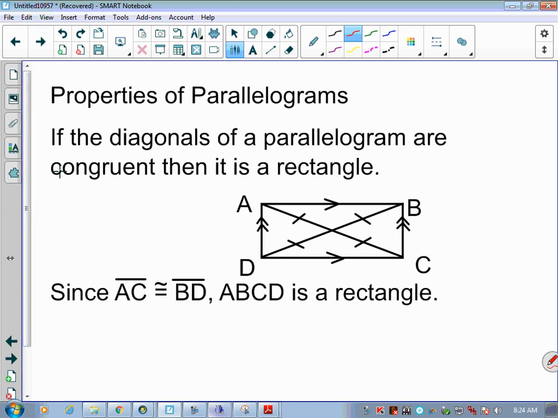Okay, coming back to rectangles, if the diagonals of a parallelogram are congruent, then it is a rectangle. If you remember back in our rules of rectangles, basically we said, if it is a parallelogram and the diagonals are congruent, then it is a rectangle. So this is just that over again. We can see that it's a parallelogram because opposite sides are parallel, and we see that the diagonals bisect each other, but also that the diagonals are congruent because all four diagonal segments are congruent to each other. So since AC is congruent to BD, we know it's a rectangle.